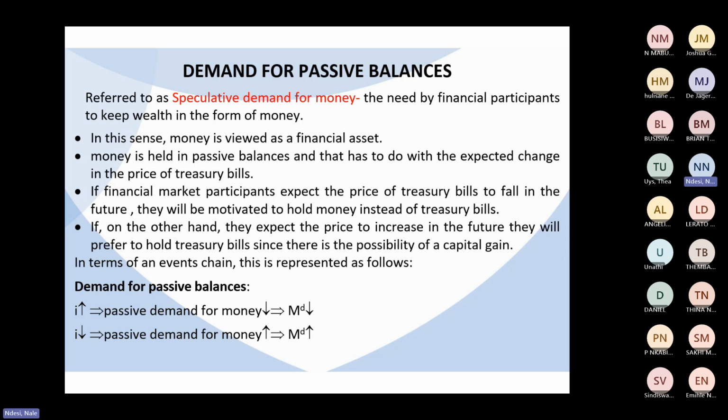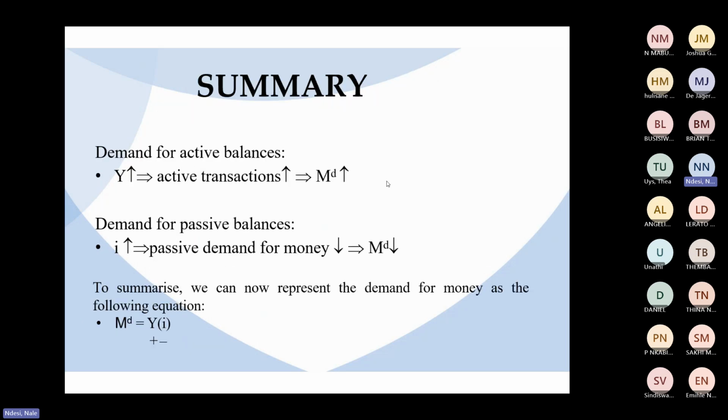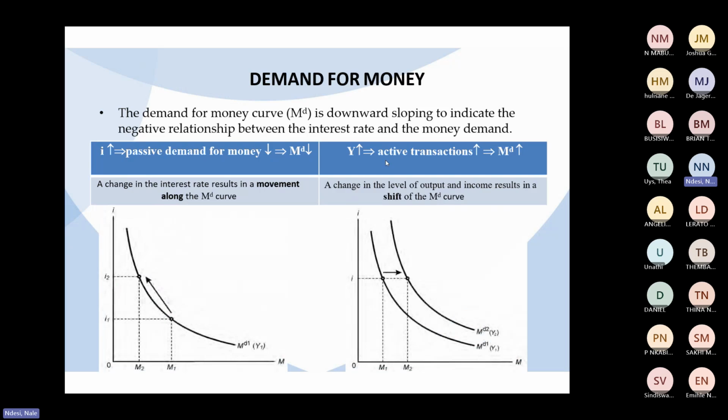Okay, so now that we've understood the determinants of money demand, we can represent it graphically. We have explained it by words and chain of events. Now let's explain it graphically.